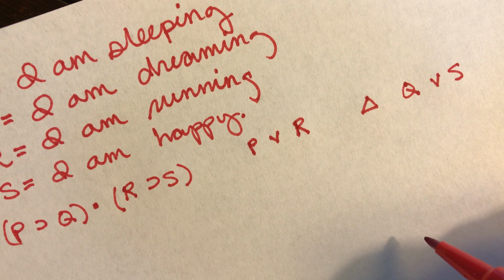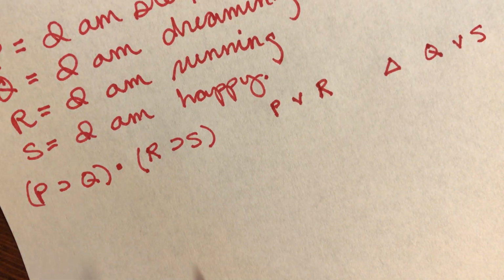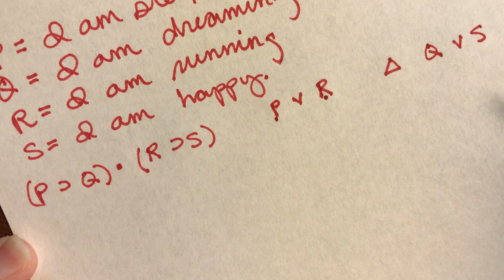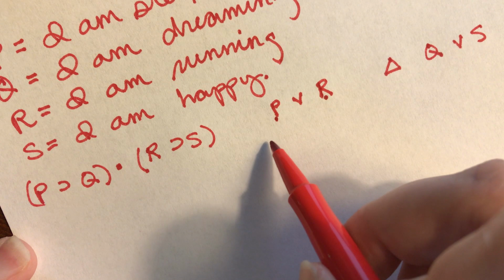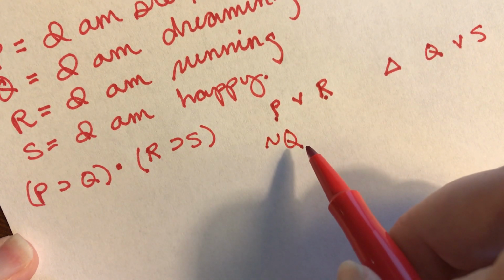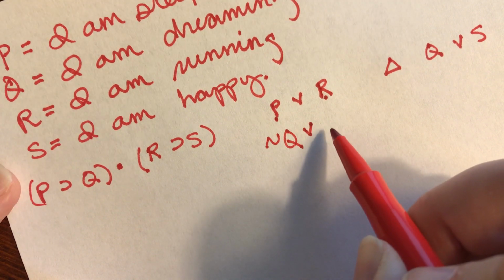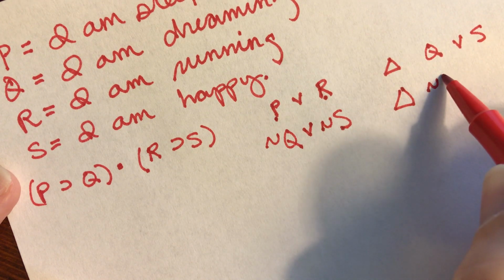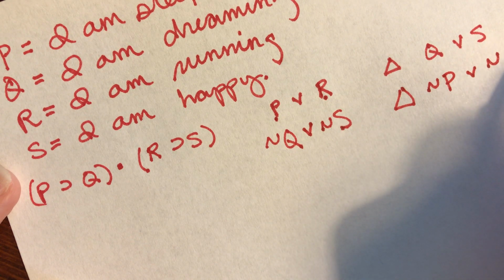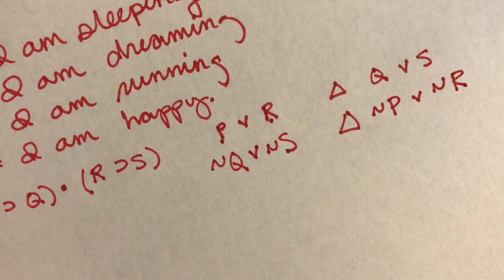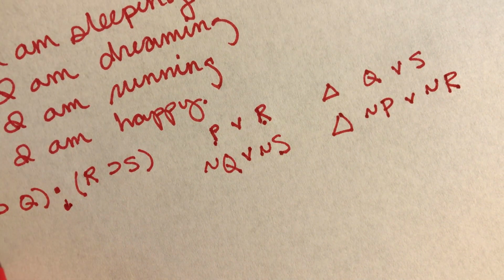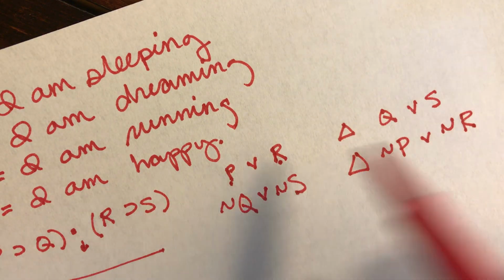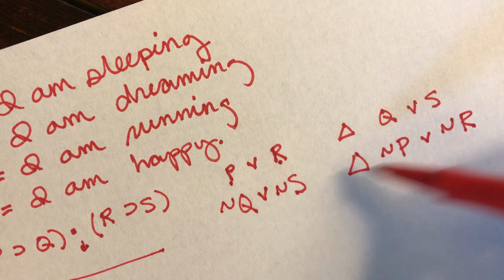And we talked a little bit about the destructive dilemma, which is the same first premise, and instead of affirming the two antecedents, you will deny. You'll say, either I am not dreaming or I am not happy. Therefore, I am not sleeping or I am not running. Okay? That is the destructive dilemma, which makes sense because in the first one there are only positive things, you're constructing, you're building, and the second one is destructive, all those negations.